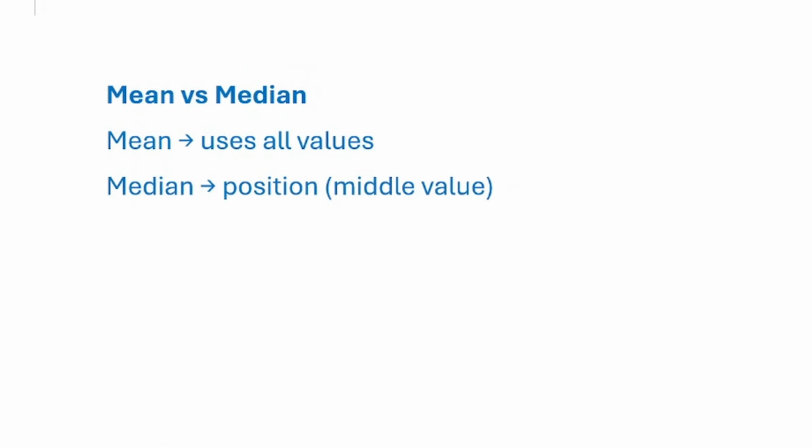This is the key difference. Mean uses all the values. Median only depends on the position of the values. A good way to remember it: mean is the average of all the values. Median is the middle value.